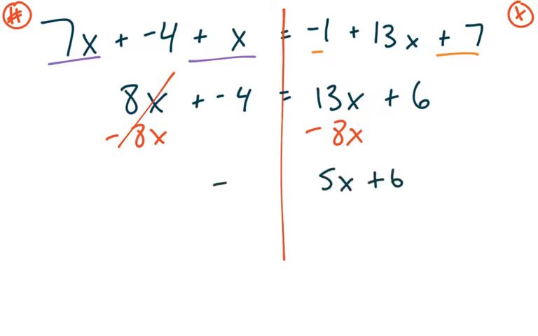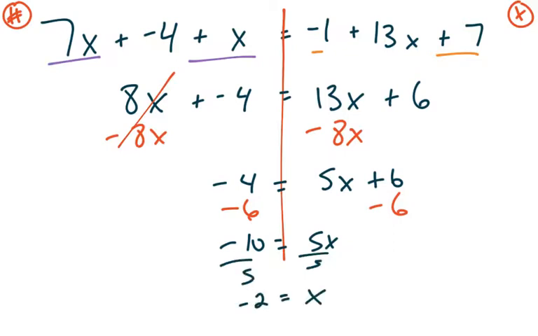Bring down the plus 6, and keep the negative 4 on the left. Also, now I need to move all of my numbers away from the x side. So now I'm left with only numbers here. I need to get rid of this plus 6 because I'm trying to move my numbers away from my x's. So now I have negative 10 on the left equals 5x. When I divide by 5 on both sides, I know that negative 2 equals x.